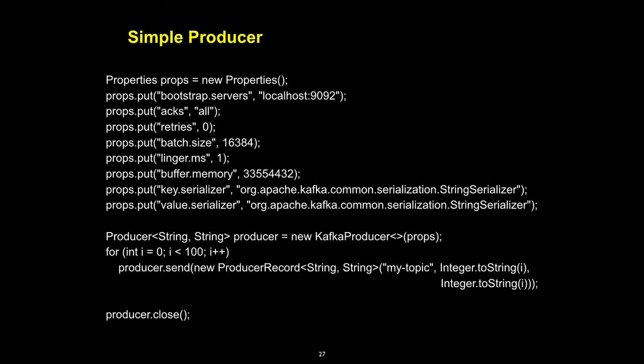Remember Kafka, for efficiency, wants to batch up messages and send them all at once. What's your batch size? How much memory do you want to use as a buffer? And then you need to decide what serializer you are using, to serialize the key and the value. And then you create a new producer given the properties.